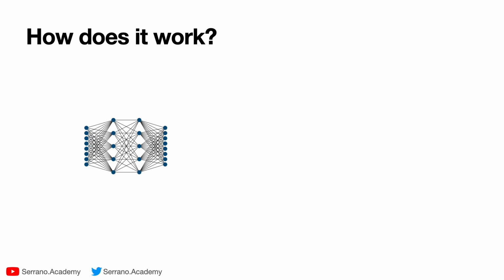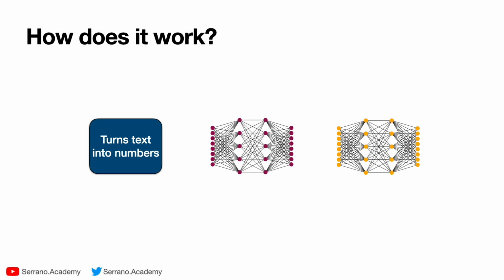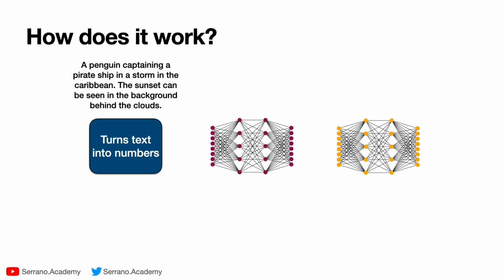So as I mentioned, Stable Diffusion uses 3 neural networks. The first one is the one that turns the text into numbers. So here I have the prompt about the penguin on the pirate ship in a sunset. That is turned into a list of numbers called a vector. It can be a really long list of numbers. There could be hundreds or thousands of numbers, but it's a pretty good description of them. And this is called an embedding. I will tell you more about those in a minute.